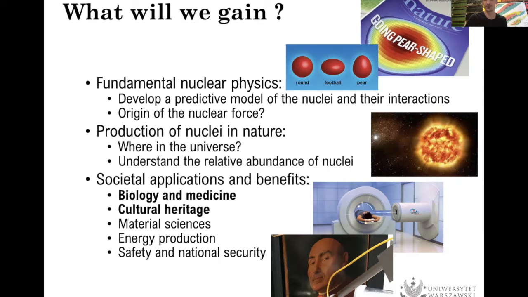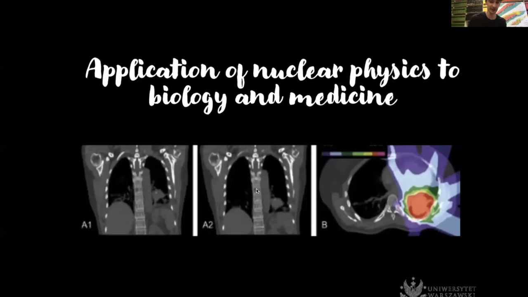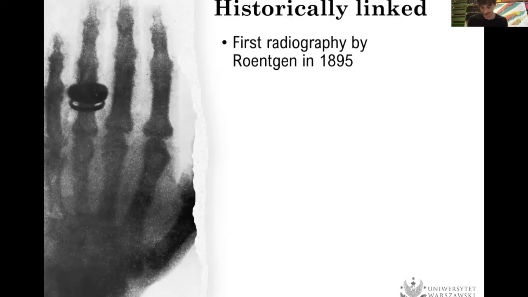So first, I will focus now on the biology and medicine part and the application of nuclear physics. When we think about nuclear physics and medicine, we have to remember that this is a very long story. Very little time after the discovery of radioactivity at the end of the 1800s, we got the first radiography by Röntgen in 1895, which was the radiography of the hand of his wife using X-rays.